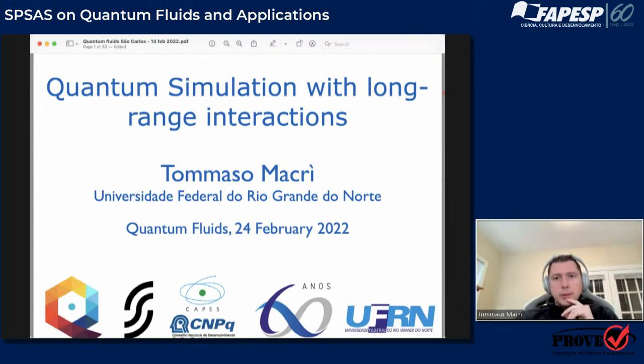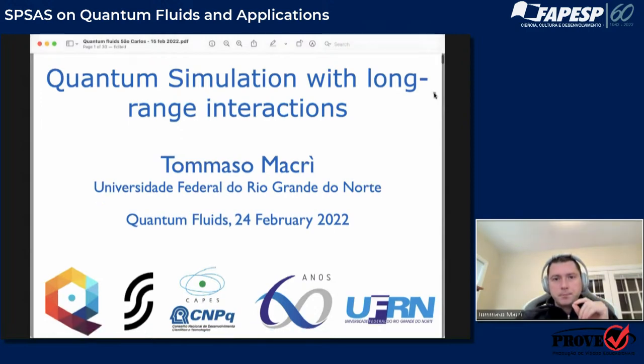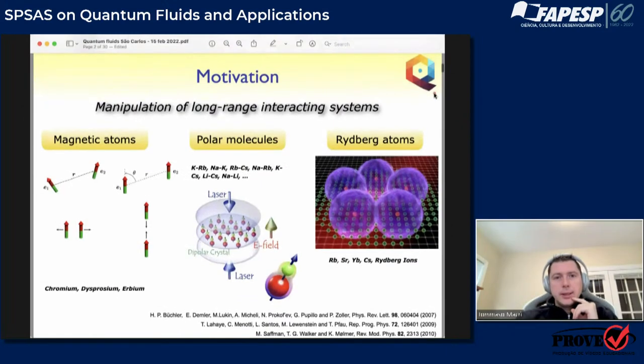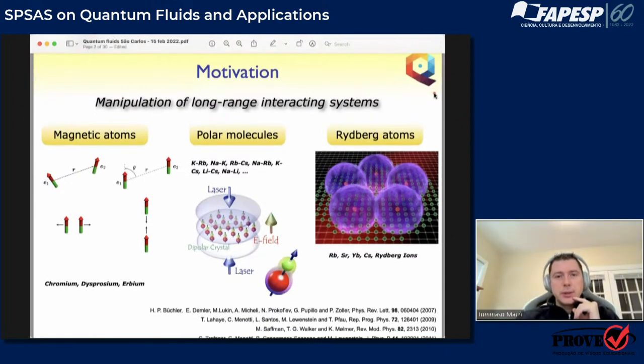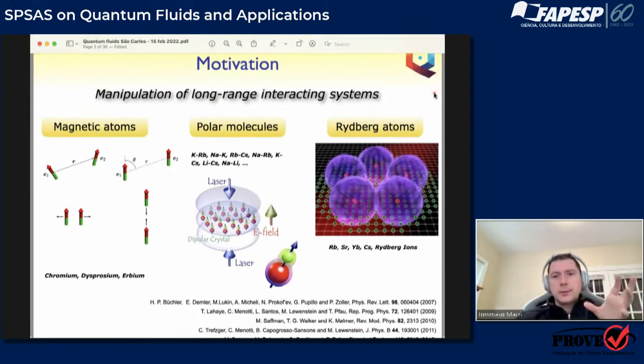Okay, so before going to such details, let me first motivate the presentation by showing you an incomplete list of platforms that display long-range interactions in the ultra-cold regime. The first two, which are relevant for us, are magnetic atoms and polar molecules, which have an intrinsic magnetic or electric dipole moment. This is the case for magnetic atoms of atomic species such as chromium, dysprosium, or erbium. And for polar molecules, there is a long list like potassium rubidium, sodium potassium, rubidium cesium, etc.